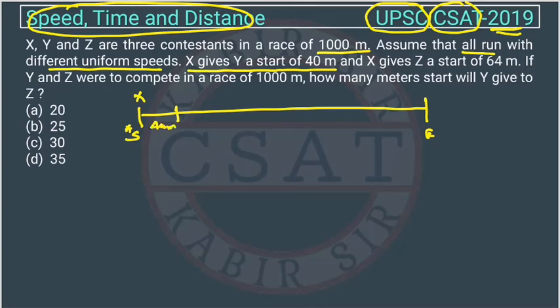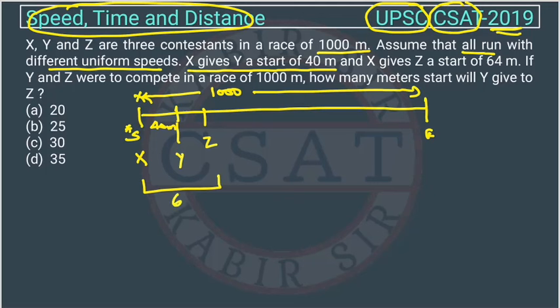So this is 40 meters, and from start to final, the total distance is how much? This is 1000, right? So Y is standing here, X is here, and X gives Z a start of 64 meters. So this is Z. Total from here, X to Z, is 64 meters. XY is 40, so YZ will be how much? YZ will be 64 minus 40, so it will be 24, right? So this is 24.